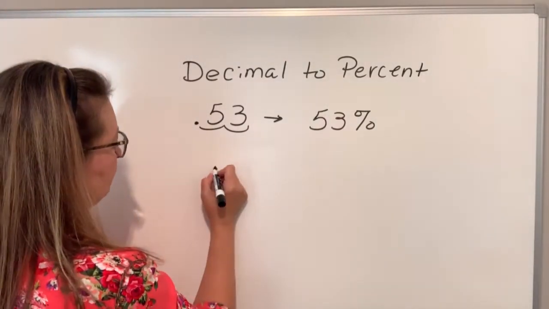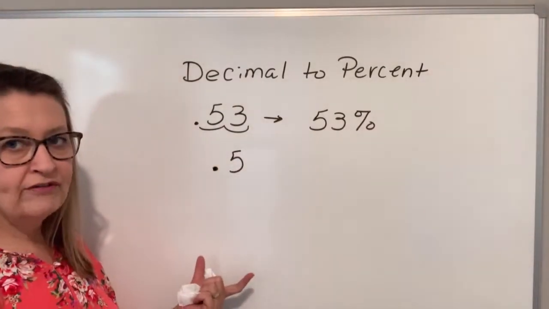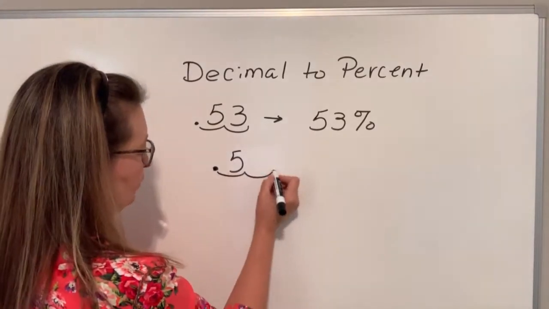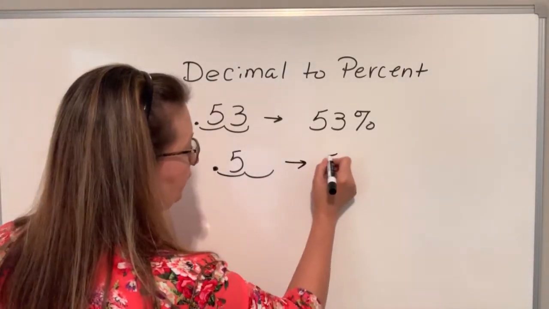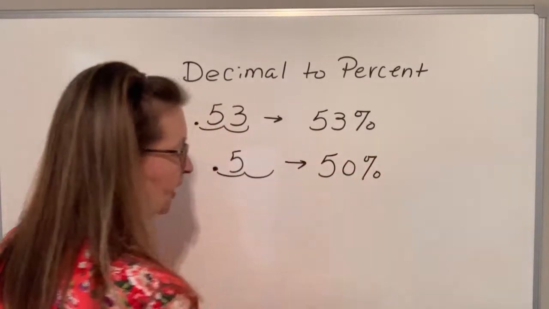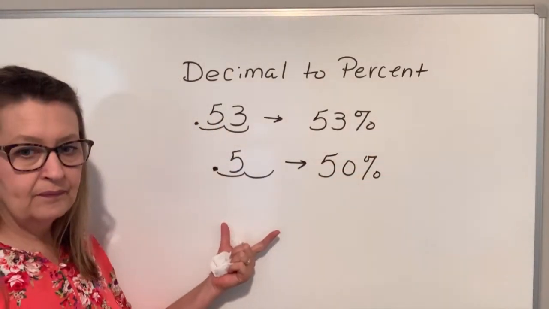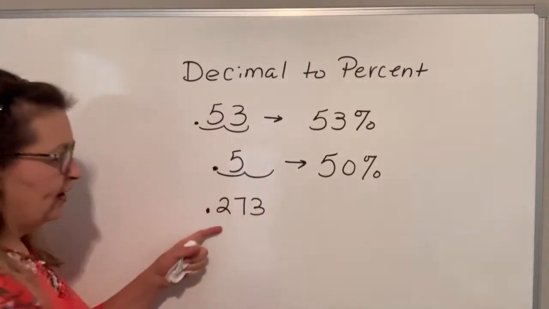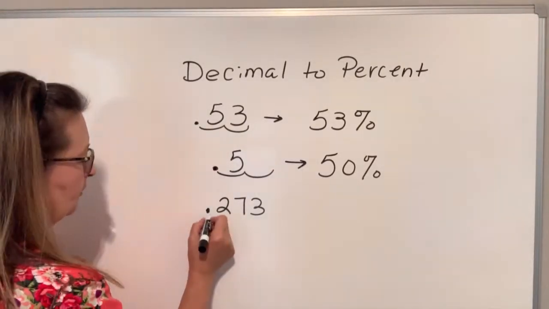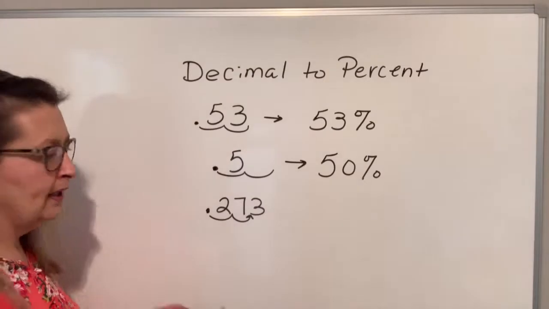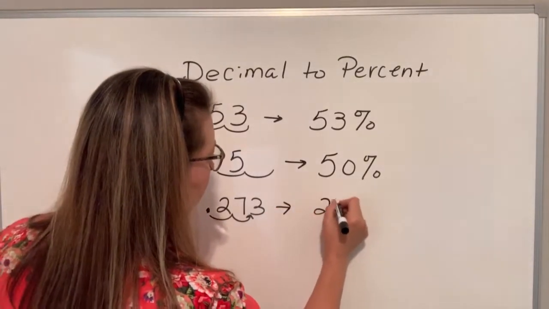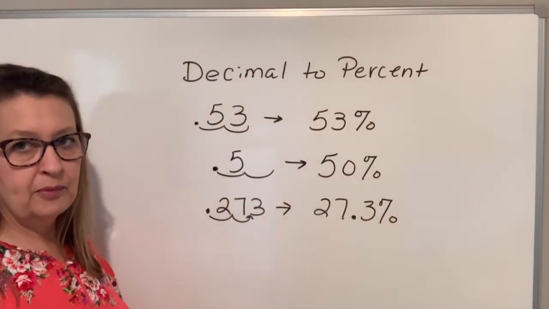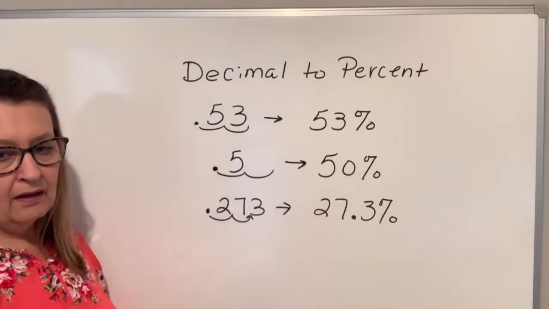Now what if you don't have 2 numbers? What if I just have 0.5? You still move your decimal 2 places to the right. 1, 2. What do you do with this open space? Well, you fill it in with a 0. Okay? So that would be 50%. Now what if you have too many numbers? If I have 0.273, I'm still going to move it 2 places only, and my percent would be 27.3%.